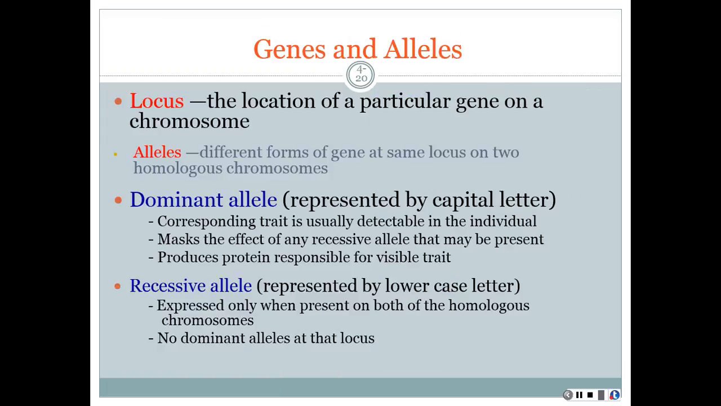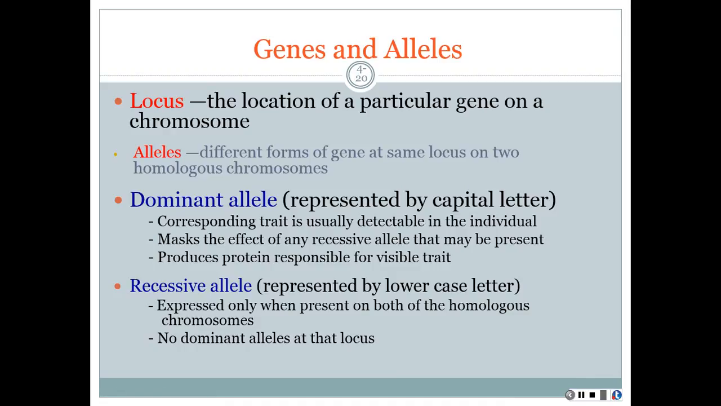Each chromosome carries many genes. The location of a gene is called a locus. Homologous chromosomes may carry different forms of a single gene, called alleles, at the same locus, at the same location. Alleles produce alternate forms of a trait.